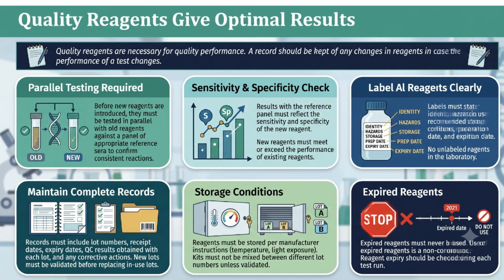Good reagents are needed to produce reliable results. Reagents must be checked for expiry date, lot number, storage condition, contamination, and correct preparation. When a new reagent lot is used, the laboratory may need to compare it with the previous lot. Reagents must also be stored at the correct temperature. If reagents are poor or expired, the test result may be wrong.